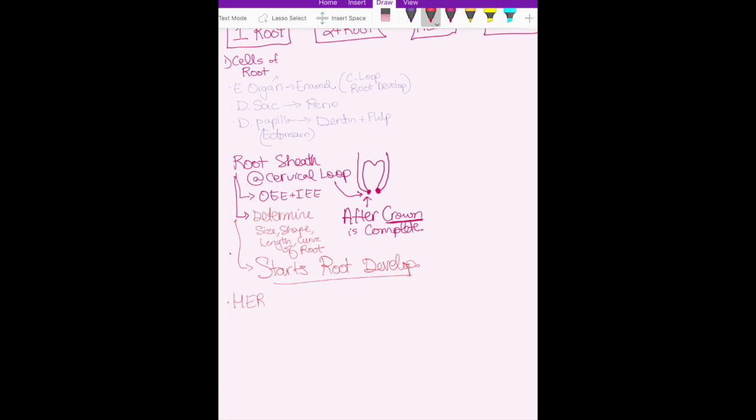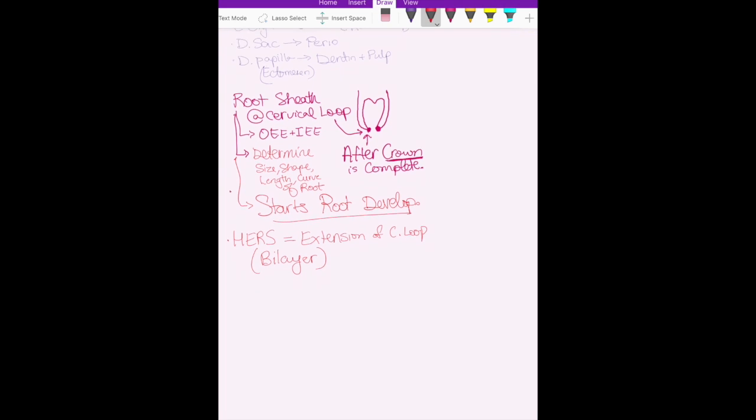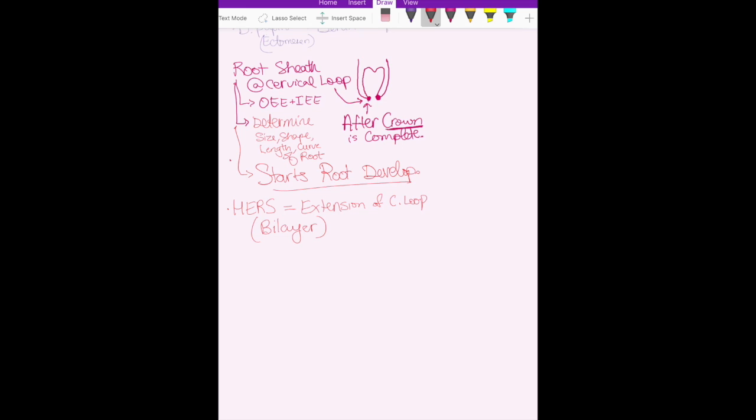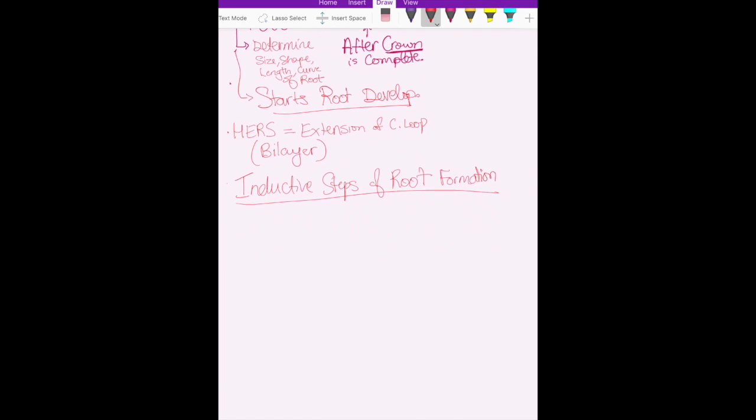The Hertwig epithelial root sheath, on the other hand, is the extension of the cervical loop, and it is a bilayer epithelial tissue. So now let's talk about what initiates, or the inductive steps of, root formation. At first we have the formation of the root and the cementum.